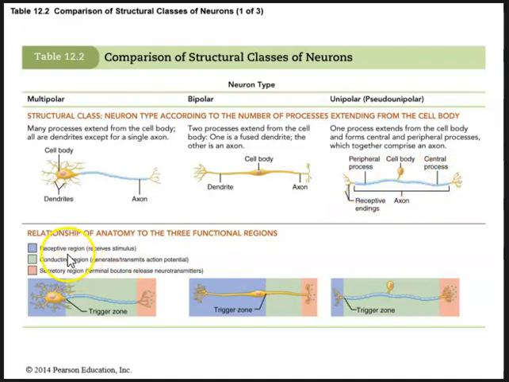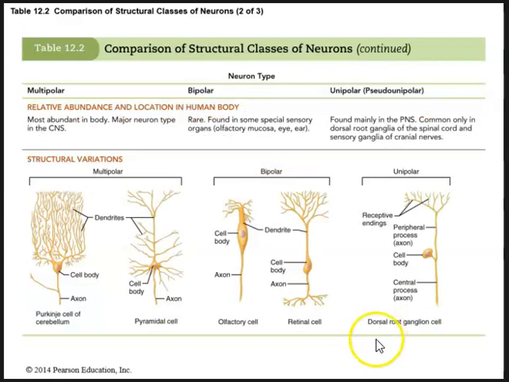And you can see the relationship of the anatomy to the three functional regions. Okay, so there are different regions of the neuron. You have a receptive region, a conducting region, and then a secretory region where neurotransmitter will be released. And then you can see the different structural variations of the different classes of neurons.